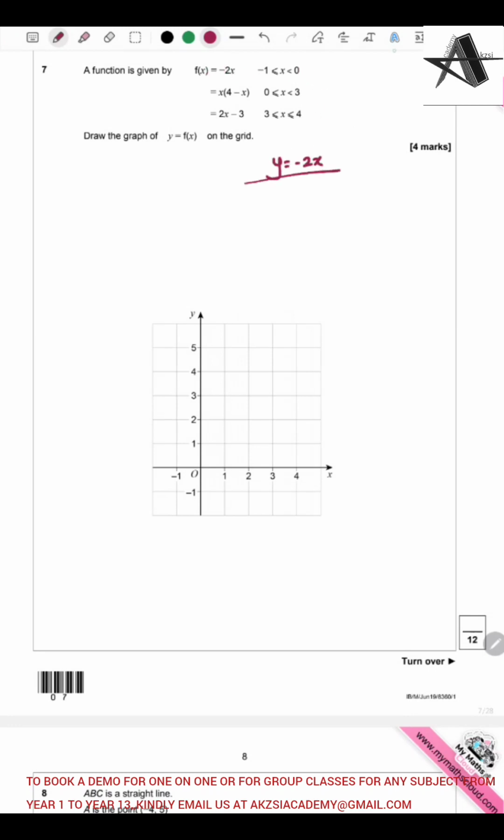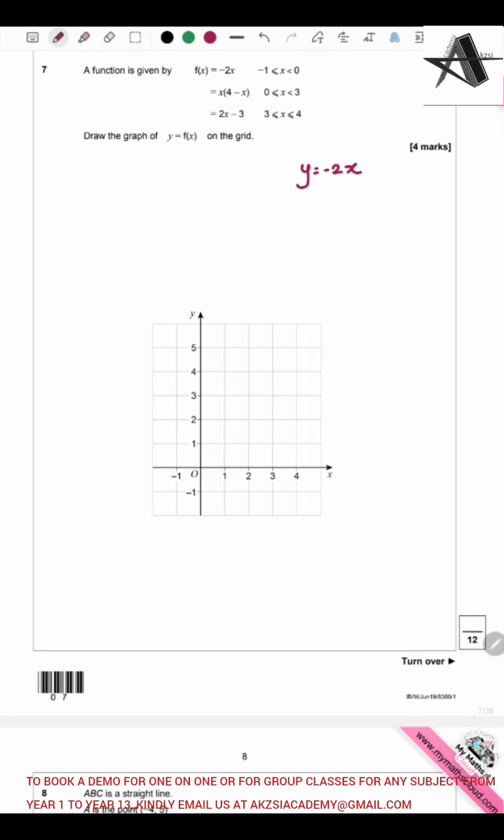If y is equal to negative 2x and it's between negative 1 and 0, that means I need to draw the straight line y equals negative 2x. I have to draw this straight line. Y equals negative 2x is what? It's nothing, the straight line is like this.